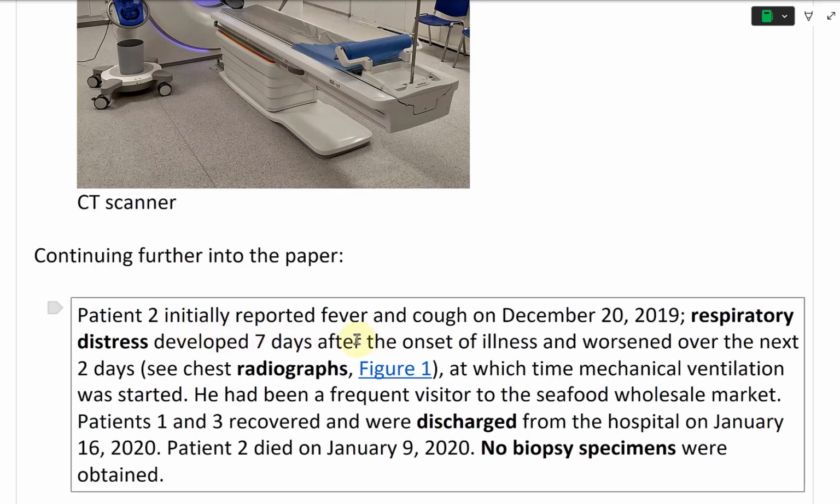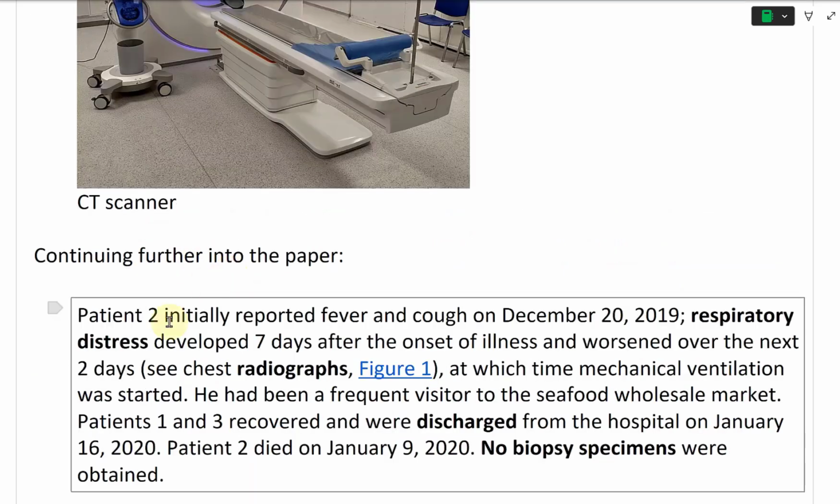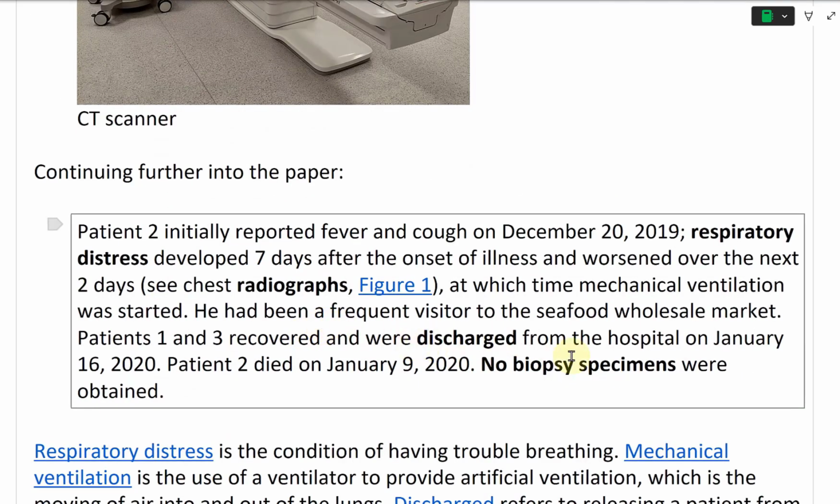So patient 2 initially reported fever and cough on December 20th, 2019. And respiratory distress developed 7 days after the onset of illness and worsened over the next 2 days. And then see chest radiographs figure 1, at which time mechanical ventilation was started. He had been a frequent visitor to the seafood wholesale market. And patients 1 and 3 recovered and were discharged from the hospital on January 16, 2020. And patient 2 died on January 9th, 2020. And no biopsy specimens were obtained. I believe this is for all of the patients.